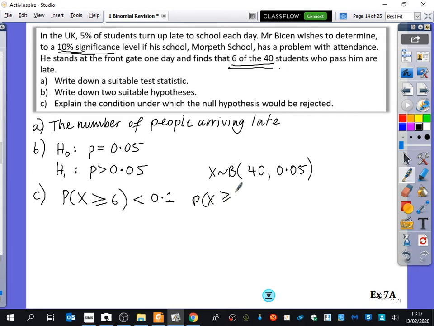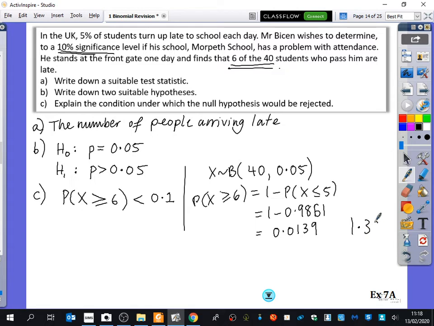So the probability of x being greater than or equal to 6 is 1 minus the probability of x being less than or equal to 5, which is 1 minus 0.9861. Which is 0.0139. So let's just, because it actually makes sense to do a full kind of hypothesis here. So this probability, this is the chance that 6 or more people were late if Morpeth is exactly the same as the rest of the country. As a percentage, this is 1.39%.